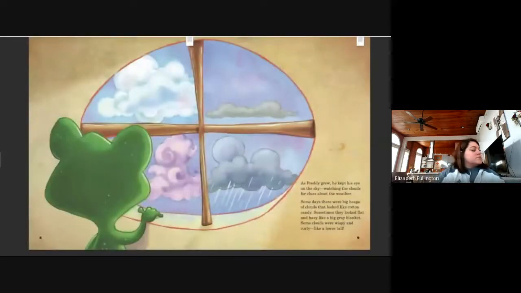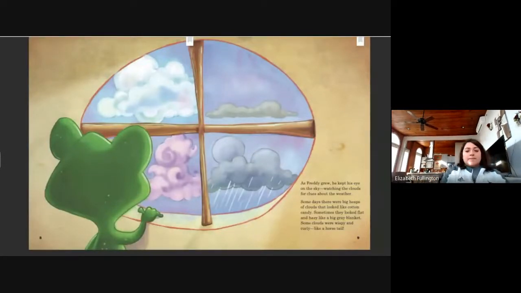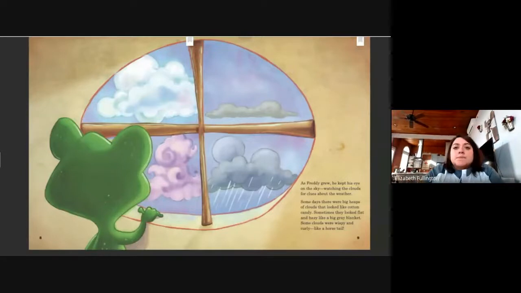As Freddy grew, he kept his eye on the sky, watching the clouds for clues about the weather. Some days there were big heaps of clouds that looked like cotton candy. Sometimes they looked flat and hazy, like a big gray blanket. Some clouds were wispy and curly, like a horsetail.